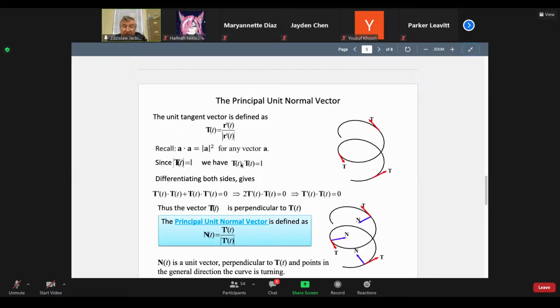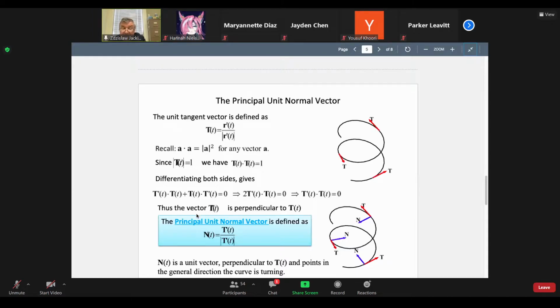If you differentiate this, you get T prime dot T plus T dot T prime equals 0, since the derivative of 1 is 0. This means that 2 T prime of t dot T of t is equal to 0, or if you divide by 2, T prime of t dot T of t is equal to 0. What does this mean? This means that the vector T prime of t is orthogonal, or perpendicular, to the vector T.